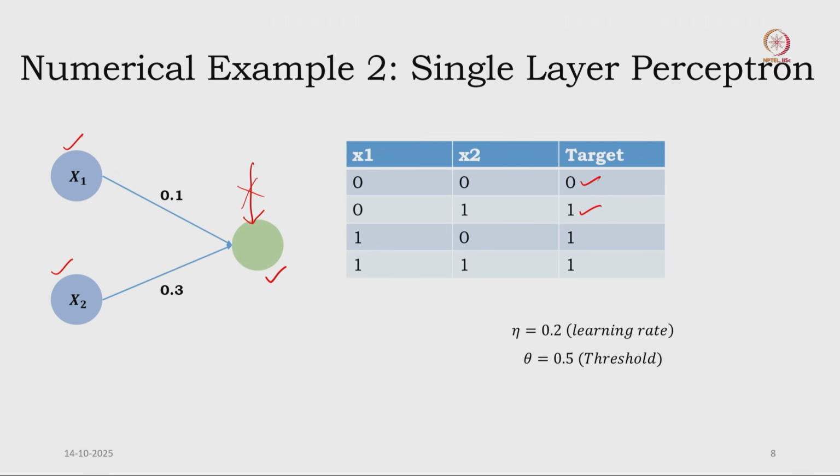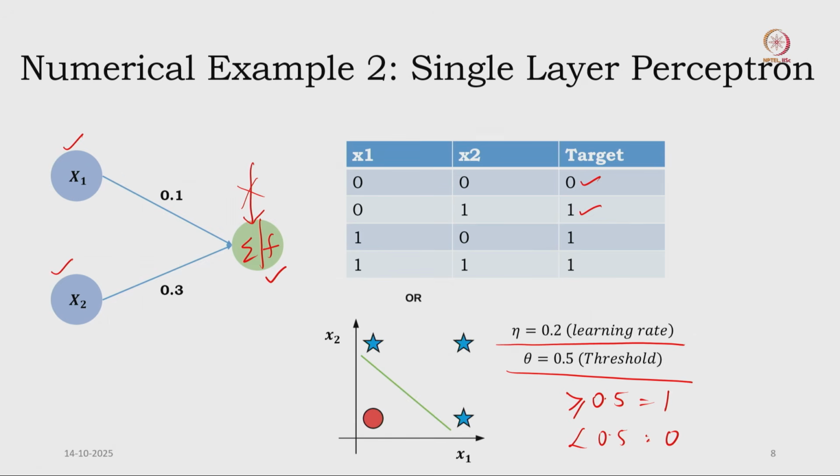So, there is a summation and there is an activation function, and the activation function that we are using is a threshold activation where the threshold value is 0.5. Any value greater than or equal to 0.5 will be 1, and less than 0.5 will be 0. This is the activation function that we are defining for this problem statement, and this is the learning rate that we have defined.